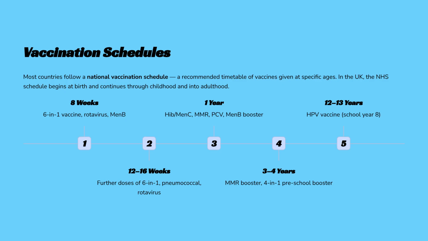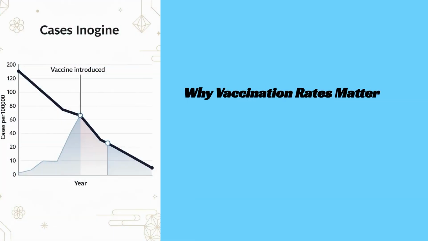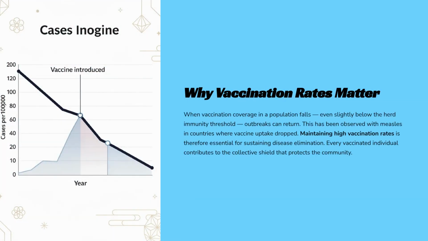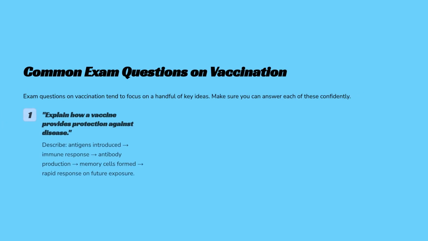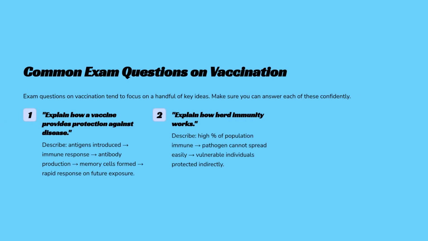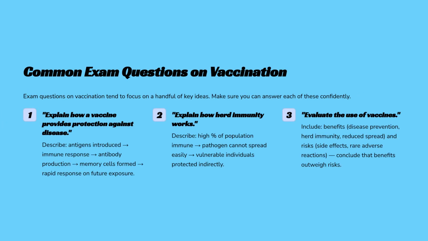Countries utilize a national vaccination schedule to provide immunity at specific developmental stages. In the UK, this begins at birth and continues into adulthood to ensure long-term coverage. Maintaining high vaccination rates is critical. When coverage drops below the herd immunity threshold, outbreaks can return, making every vaccinated person a vital part of community protection. Exam questions often focus on explaining how vaccines protect you, how herd immunity functions, and evaluating the overall benefits of vaccination compared to the risks.